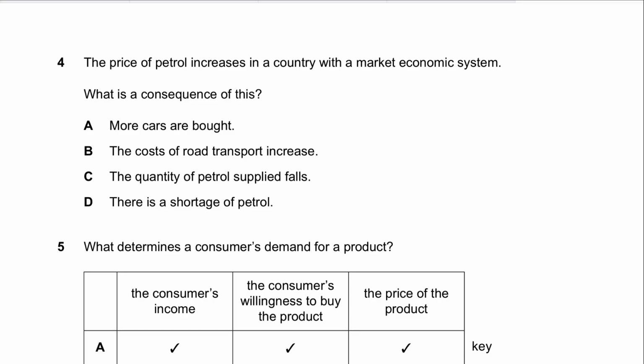Option B, the cost of road transport increases. This should be the answer because petrol is an important cost for road transport. If the price of petrol goes up, then firms that are using vans, buses, and taxis face higher fuel costs. So the cost of road transport will increase then. So B is the correct answer.